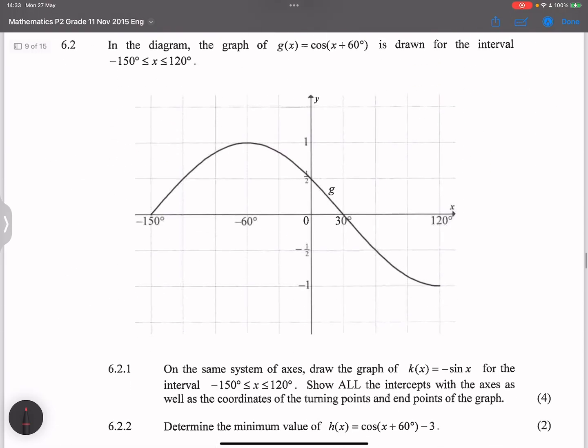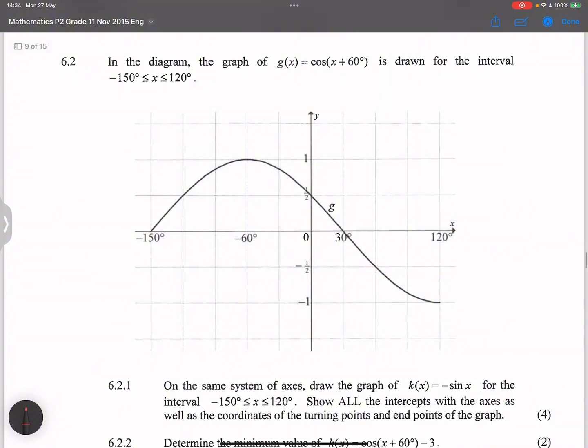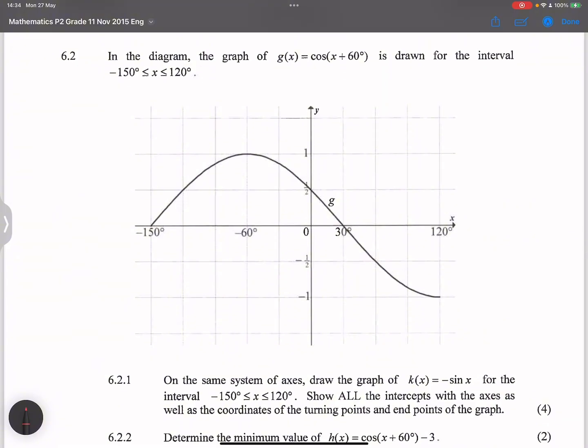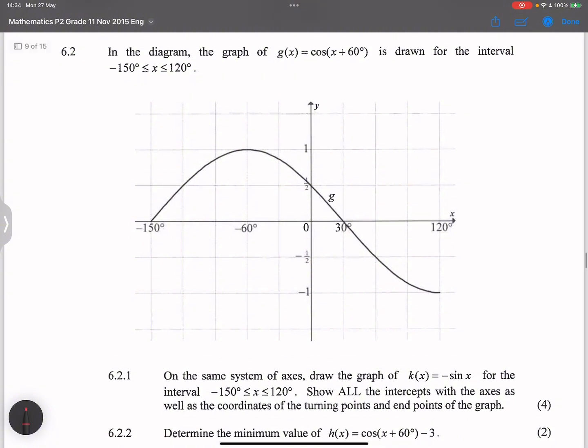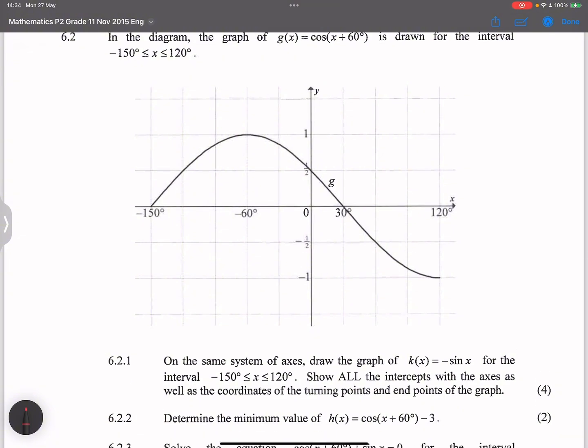Right, as we swiftly move on to the next one, they say to us in the diagram, we've got g of x, which is cos of x plus 60, drawn for the interval negative 150 to 120, right? They say on the same set of axes, draw the graph of k of x, which is minus sine of x for the interval negative 150 to 120. Show all intercepts with the axes as well as the coordinates of the turning points and endpoints of the graph. All right, so we are looking for the graph of negative sine x.